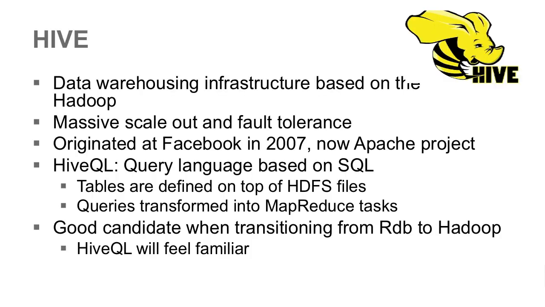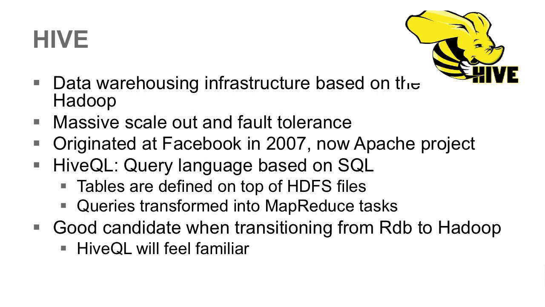In this section, we will explore Hive. Hive is a data warehousing infrastructure based on Hadoop. Its key characteristics are massive scale out and fault tolerance. When we say scale out, that means that we are achieving greater performance not by running the system on bigger machines, but by spreading the processing across a number of machines. Hive originated at Facebook in 2007, and now it is a part of the Hadoop project, and it is part of Apache. The way we work with Hive is by using HiveQL, which is a query language based on SQL.